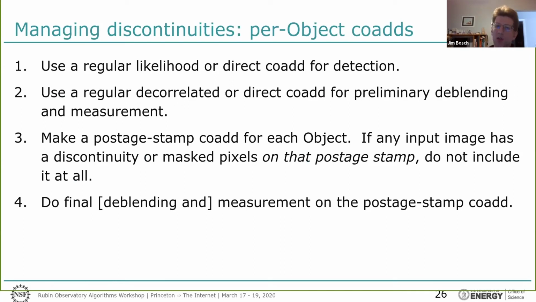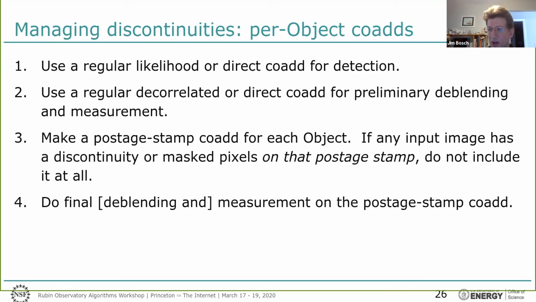And the idea here is that you use a regular coadd, a likelihood coadd, a direct coadd, whatever for detection. Then you use that same coadd or a similar one for preliminary deblending and measurement. And now you know where all the objects are and roughly how big they are. And you can make postage stamp coadds for every object. And when you make a postage stamp coadd, if any input image lies on a discontinuity or there's masked pixels, you just don't include it. And you figure most of the sky, most of those contributing epochs aren't going to have something wrong. So maybe you'll throw away 1 epoch on average, or maybe 2 when you've got 100 epochs per object, but that's not a big hit.